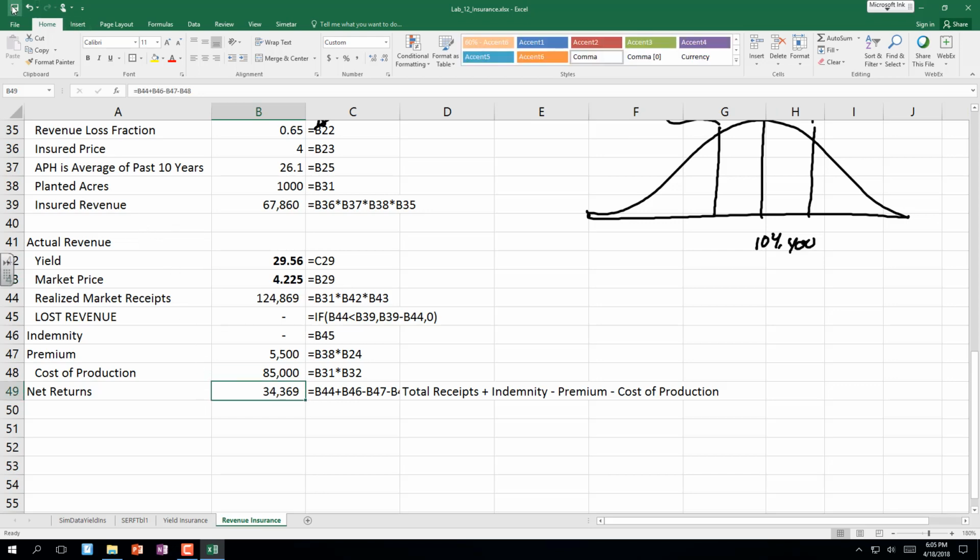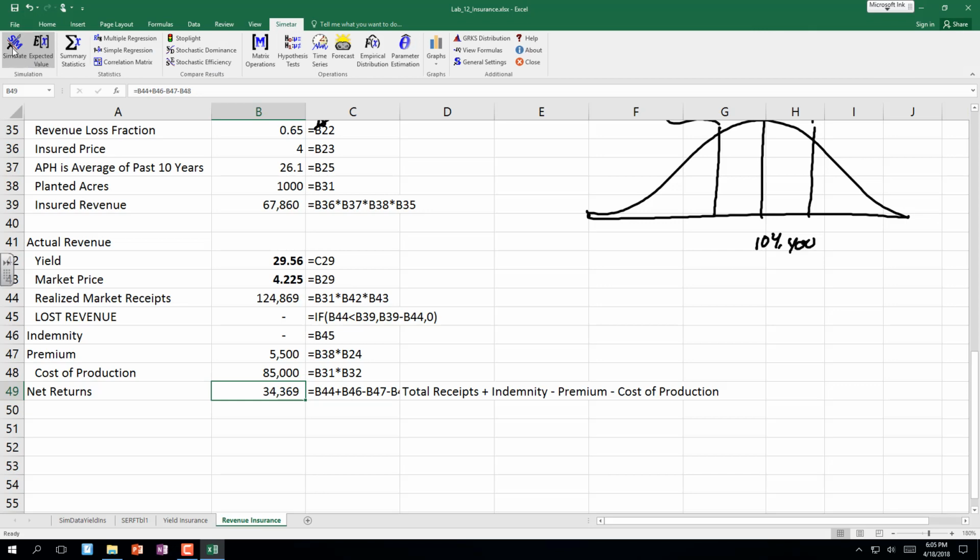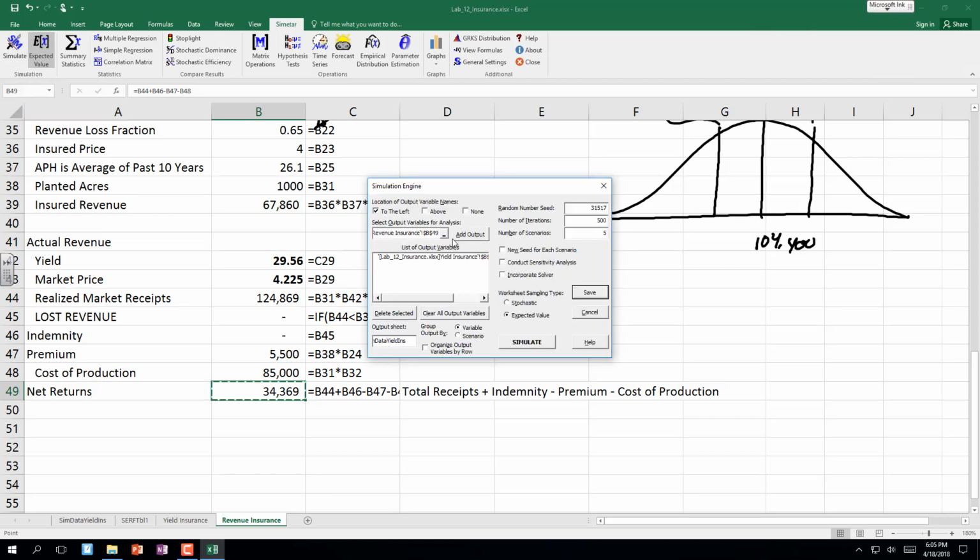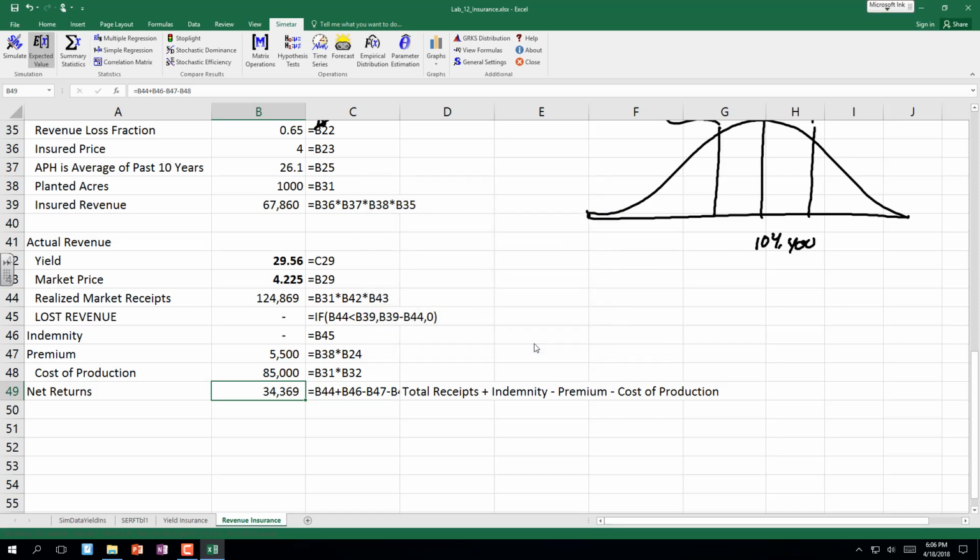Okay, let's save. And we'll go simulate this. And I'm going to clear out the output. I'm going to do an add. And I'm going to simulate this and send it to revenue. Okay. And it's still 5 scenarios.